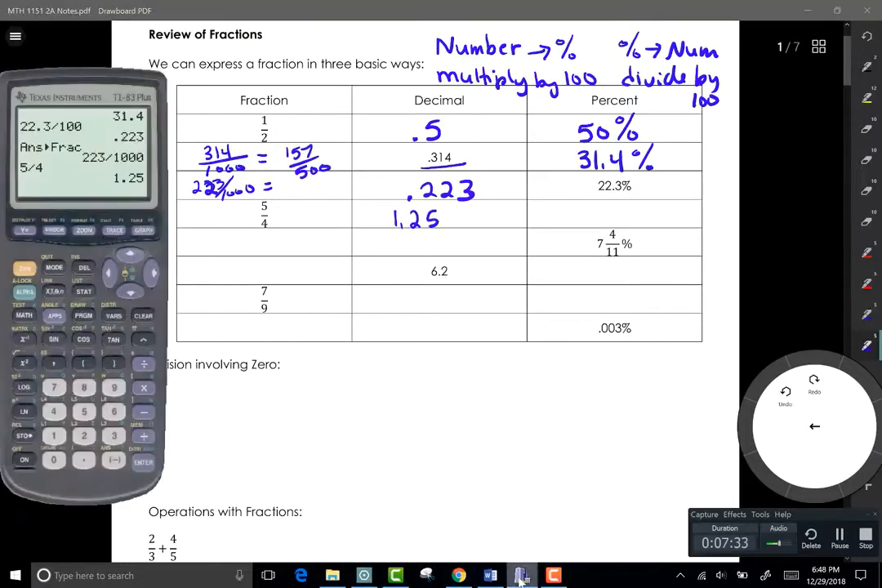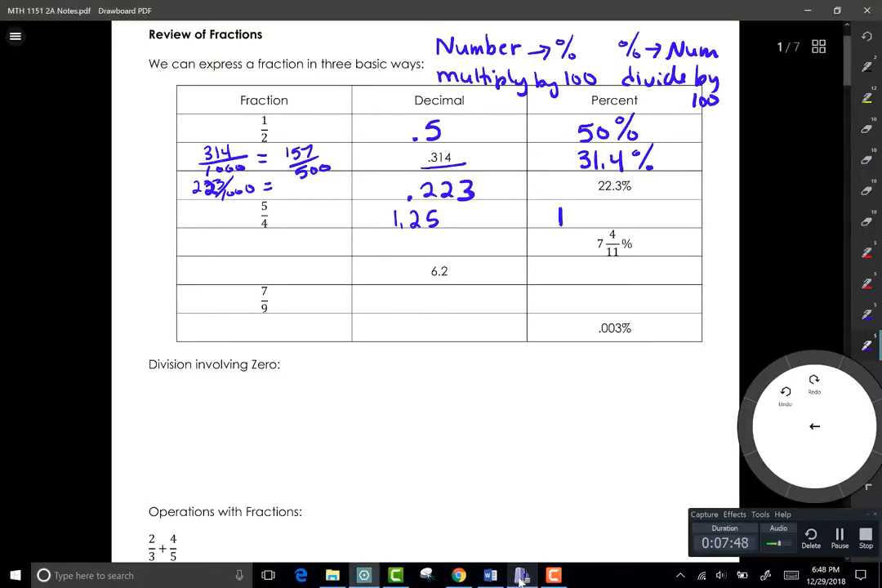And then if I want to put it in percent form, if I want to take a number, whether it's a fraction or a decimal, and put it in percent form, I need to multiply by 100. So when I take 1.25 and multiply by 100, I get 125, and I have to remember to put percent there because now we're doing percents.